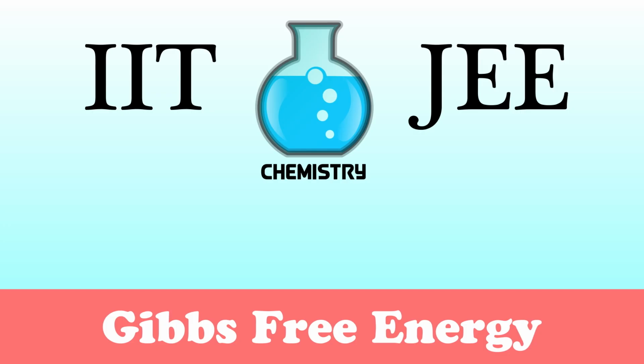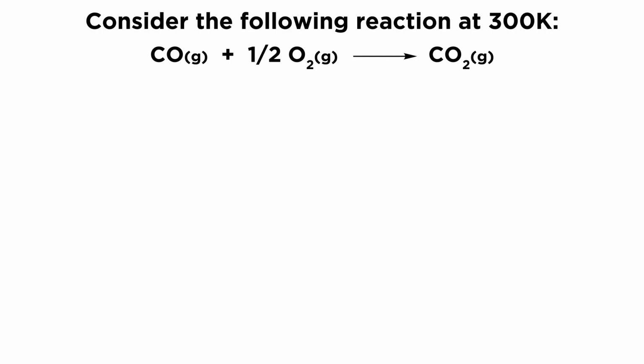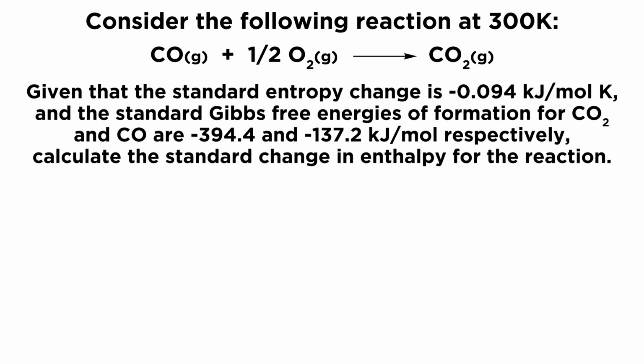Let's take a look at a problem regarding Gibbs free energy. This asks you to consider the following reaction at 300 Kelvin: carbon monoxide gas plus half a mole of O2 gas yields carbon dioxide gas. Given that the standard entropy change is negative 0.094 kilojoules per mole Kelvin, and the standard Gibbs free energies of formation for CO2 and CO are negative 394.4 and negative 137.2 kilojoules per mole, respectively, calculate the standard change in enthalpy for the reaction.